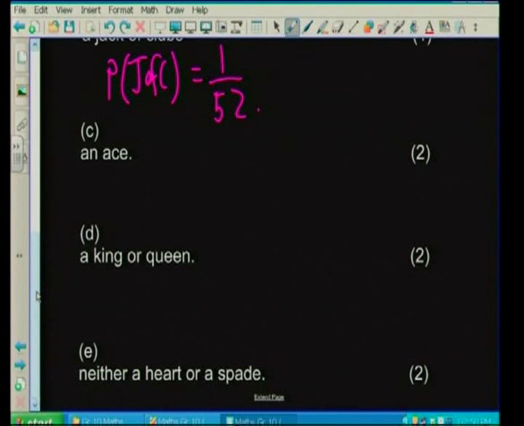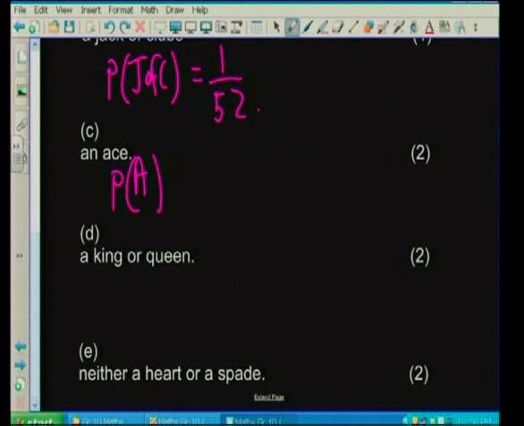Right, next question asks for the probability of drawing an ace. Now an ace is that card that has an A on it. Here's an ace. This is the ace of spades. You get an ace in every suit. So you get an ace of spades, an ace of clubs, an ace of diamonds, and an ace of hearts. So therefore we have 4 aces in our entire pack of cards. So the probability of drawing an ace is 4 out of 52. Pretty easy as long as you know what's happening in a pack of cards. Of course, that simplifies to 1 out of 13.